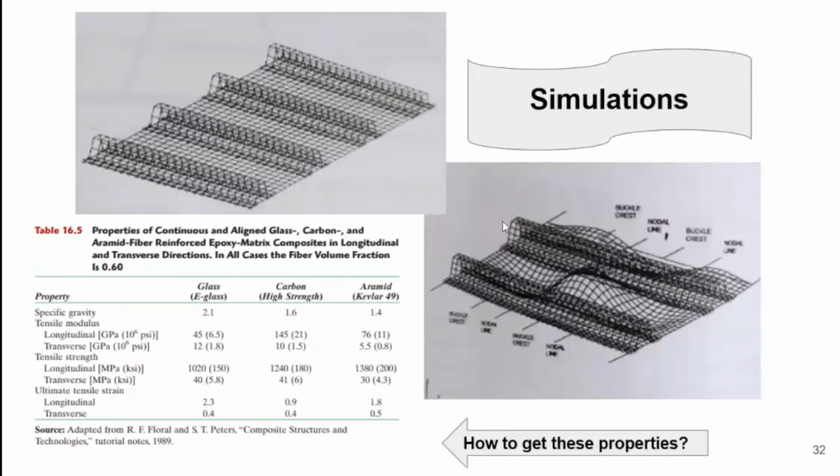So this is one of my works. I'm doing finite element modeling to simulate buckling and delamination of composite laminate. And you can do it by analysis. However, the problem is, if you want to do analysis, you need to know all the properties here. And this is not isotropic material.